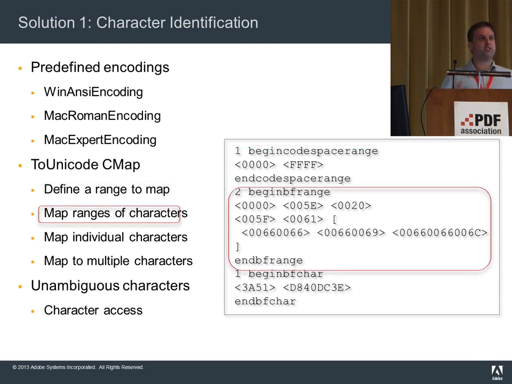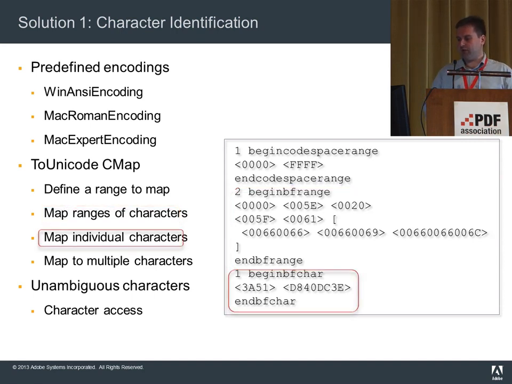You map ranges to new ranges. So in this case, I map the range 0 to 5e to 20 to 7e. So basically, I use the fact that I'm telling you, this is shifted. I threw away the first 20, in hexadecimal. And so you can also map individual characters. So you can say, this specific character has this mapping.